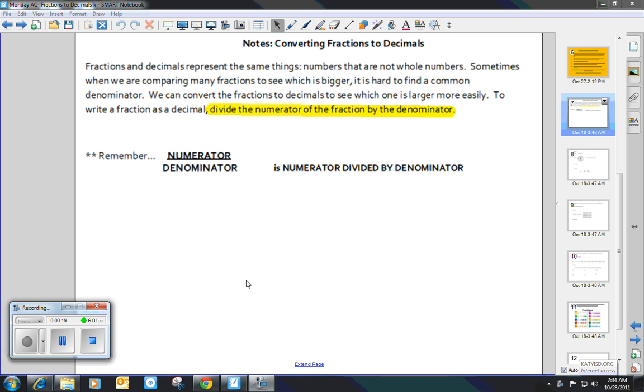Sometimes when we're comparing which fraction is larger, it's hard to find a common denominator, or the common denominator is very large. And in those cases, we can convert the fractions to decimals and see which one is larger a little more easily. To write a fraction as a decimal, we're going to divide the numerator by the denominator. Okay, so remember your numerator is your top number and your denominator is the bottom number.